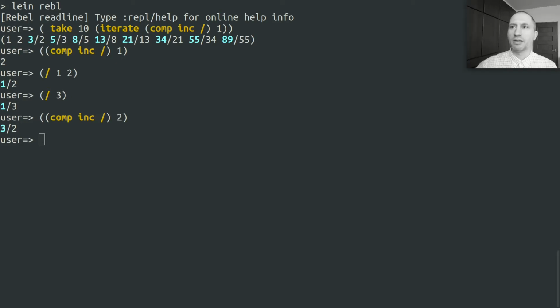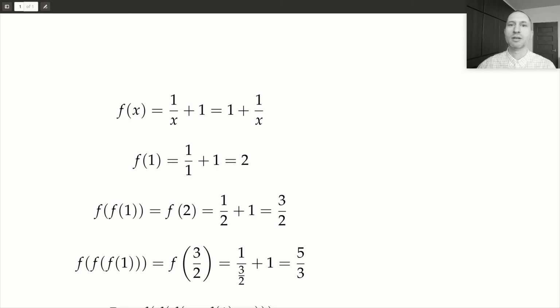Maybe the best thing to understand this composite function is let's look at the mathematical notation. That's clear and concise. So we have f of x, which is 1 divided by x, and we add 1. So we can calculate f of 1. That would be just 2. We did this. And then we iterate this function.